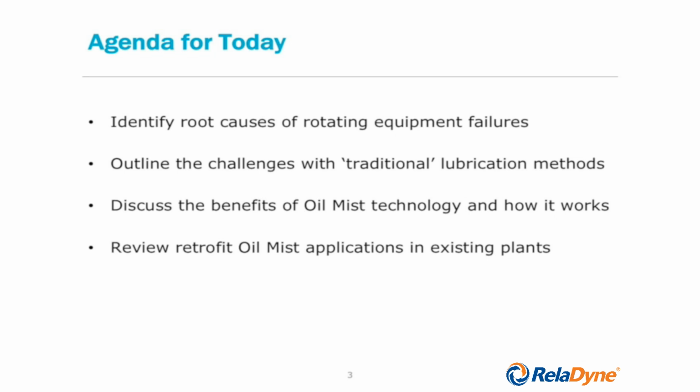We have four main agenda points today. First, we want to identify the root causes of rotating equipment failures, briefly talk about that. Then we outline the challenges that we have with traditional lubrication methods. Our third point would be to discuss the benefits of oil mist technology and how it works. And finally, point 4, to review retrofit oil mist applications in existing plants, how complex, or actually how easy, these are.